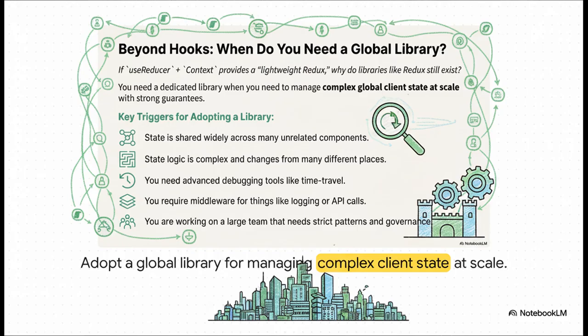So, you might need a global library when your app hits a certain level of complexity. The main triggers are things like state that needs to be shared between totally unrelated parts of your component tree, or when you need advanced debugging capabilities like time travel. A really big one is when you're on a large team and you need strict rules and patterns just to keep things from turning into chaos. It's all about managing complex client state, but at a much larger scale.